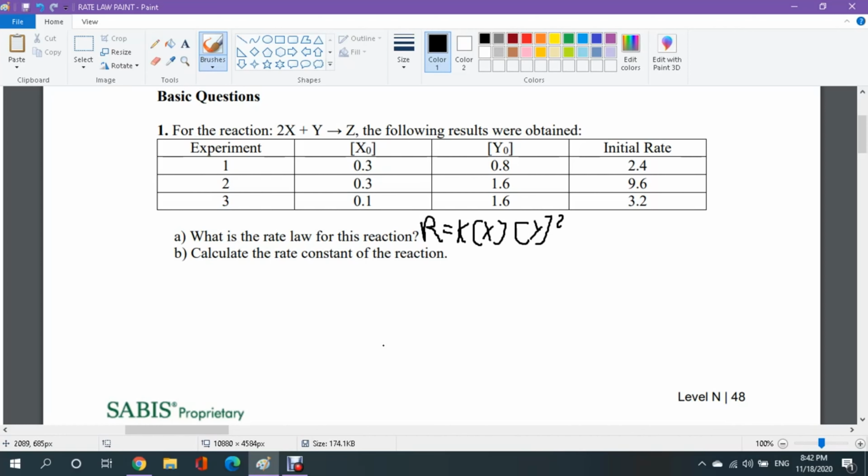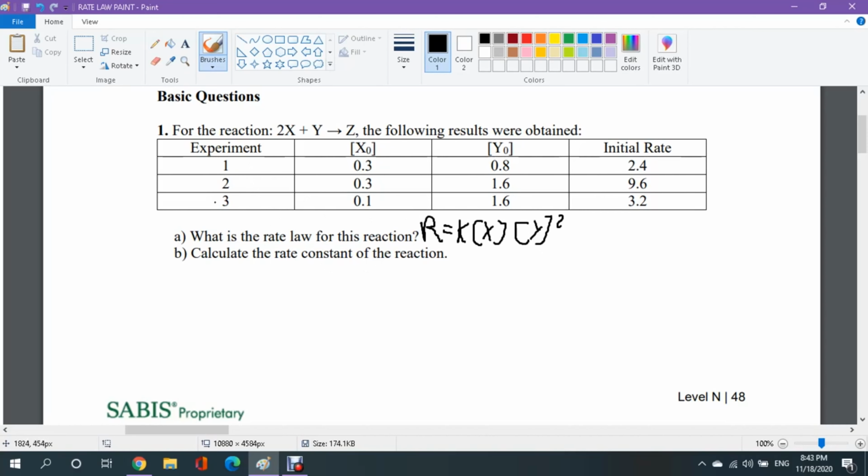Okay, so now let's solve part B. Calculate the rate constant of the reaction. The rate constant is K, as I told you before, and to find the rate constant, usually the first thing we have to do is write the rate law, because if you write the rate law, it makes it 100 times easier to find the rate constant. So to find the rate constant here in this case, it's very easy.